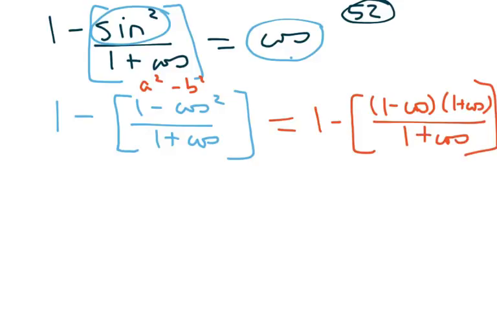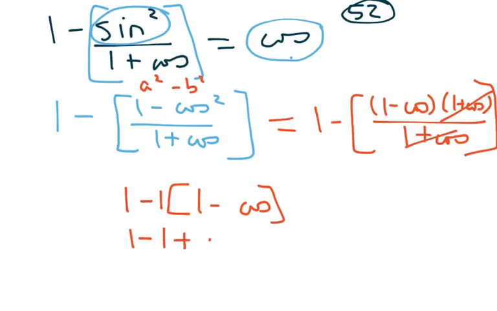Now in this part, these two cancel, and we're left with 1 minus cosine. Distribute the negative, or the negative 1 if you will, and you're going to get 1 minus 1 plus cosine. The 1's zero out, and you're left with cosine equals cosine.